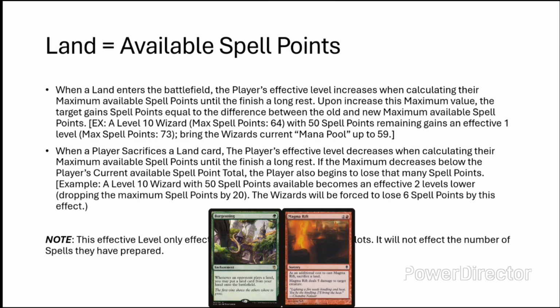I wanted to make sure that this land increasing and decreasing did feel right for this ability. Stuff like Burgeoning and Magma Rift. If you are losing access to your spell points, you are going to be able to regain those spell points at the end of a long rest. That way, it's only going to be punishing during the adventuring day that it happens. It's not going to be forever.